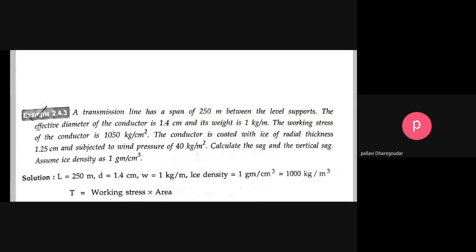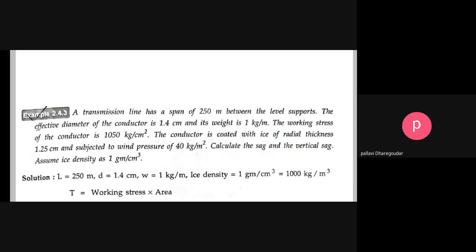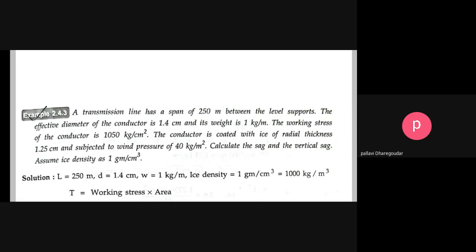It says that a transmission line has a span of 250 meters between level supports. The effective diameter of the conductor is 1.4 centimeter and its weight is 1 kg per meter. So weight is given, the weight of the bare conductor. There is nothing else there. The working stress of the conductor is 1050 kg per centimeter square. This is the working stress.